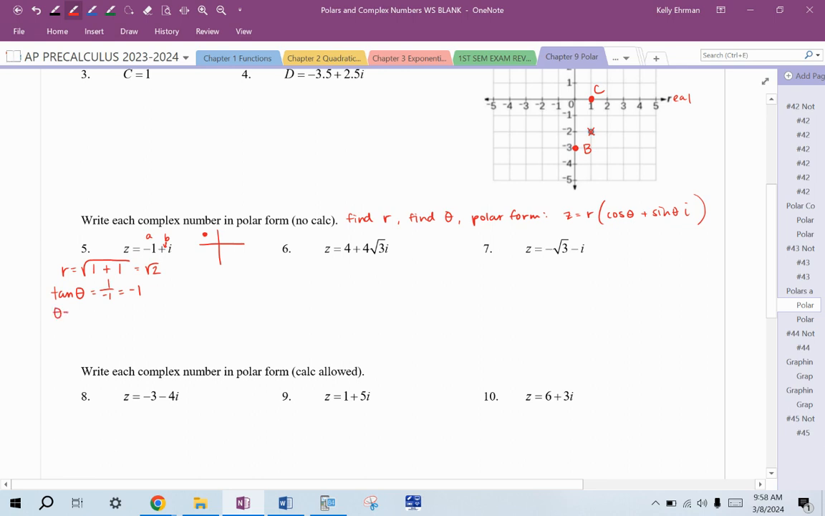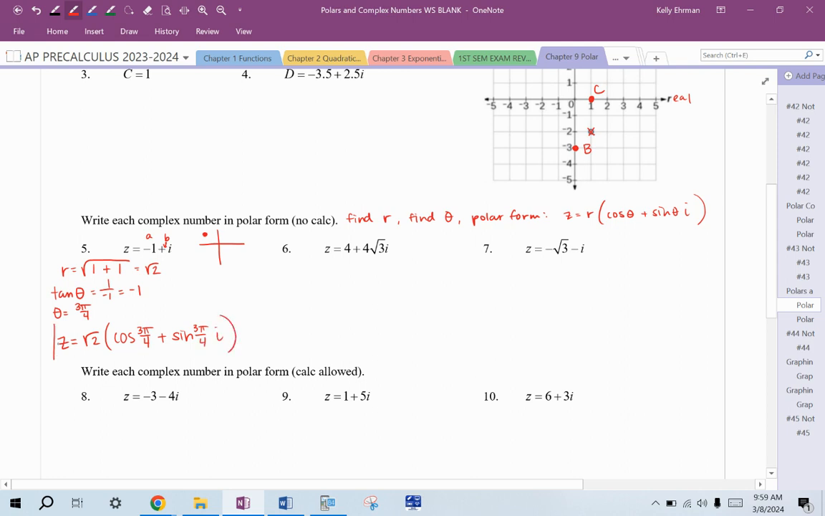So I'm just going to give the quadrant 2 angle. Reference angle is pi over 4. In quadrant 2, that's 3 pi over 4. So this is enough information to write my complex number in its polar form. We start with R, radical 2. And then the A component will be cosine of 3 pi over 4 plus sine of 3 pi over 4 times I.